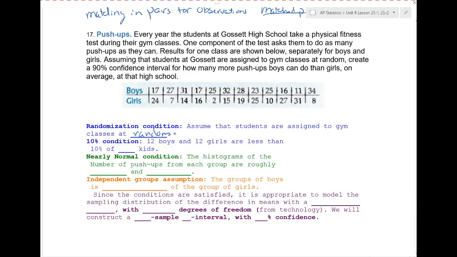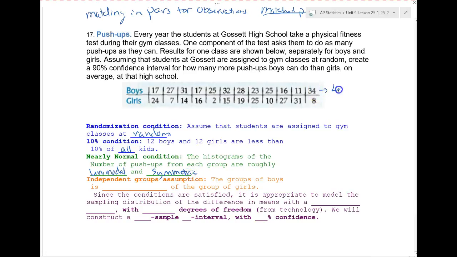10% condition: 12 boys and 12 girls, or less than 10% of all teenagers in gym class. The nearly normal condition is that the histograms of the number of push-ups from each group are roughly unimodal and symmetric. How do I know this? This is when you're going to have to be really good at checking this. So how do I do this if they give me a list like this?